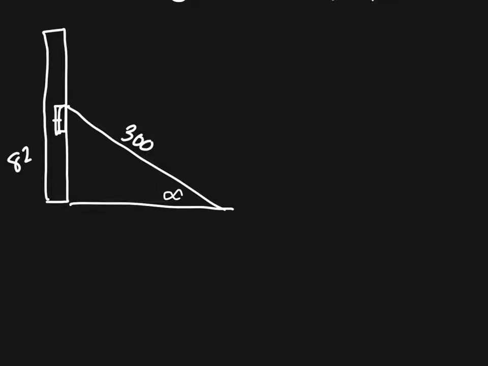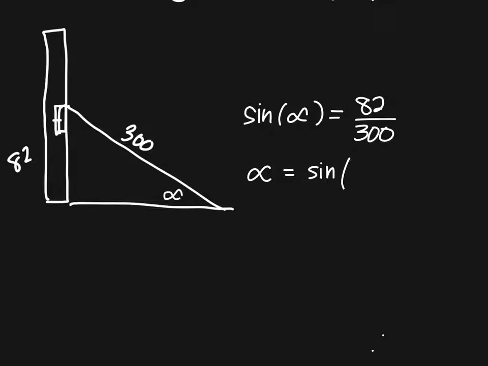So the relationship between alpha and 82 and 300 requires what trigonometry? Sine or cosine or tangent? This is sine because 82 is opposite and 300 is hypotenuse. So this is the sine of alpha is 82 over 300. And then we just have to get alpha by itself, which is what you were practicing last night. So to get alpha alone, which is the angle of elevation, we'll use the inverse of sine, and we'll apply that to 82 over 300.